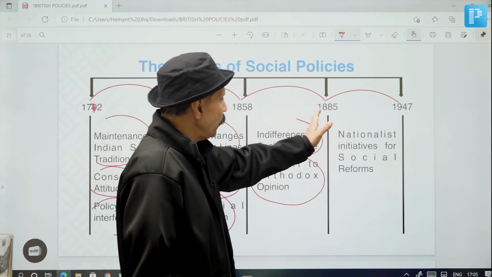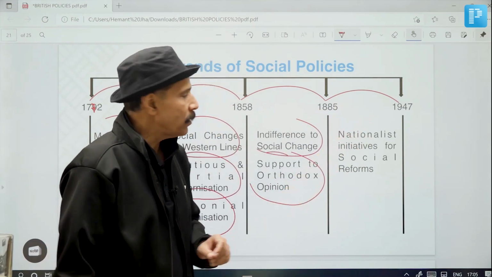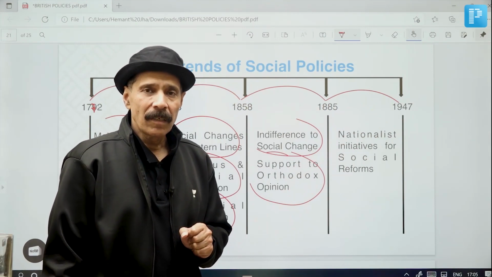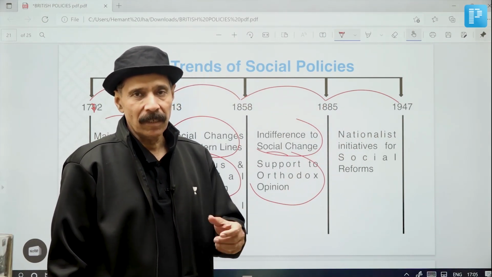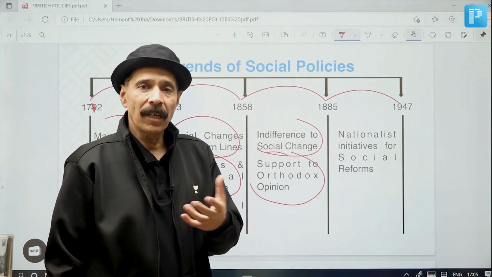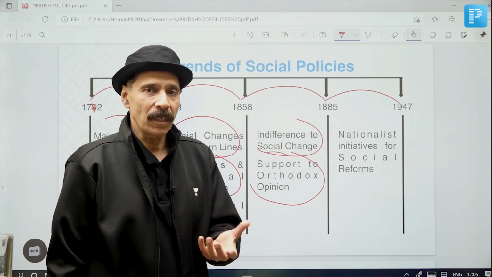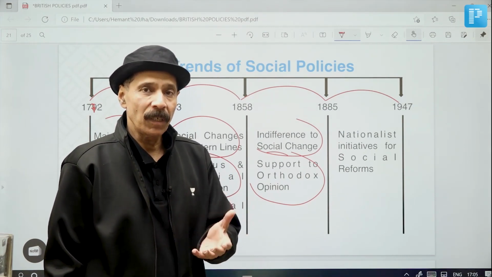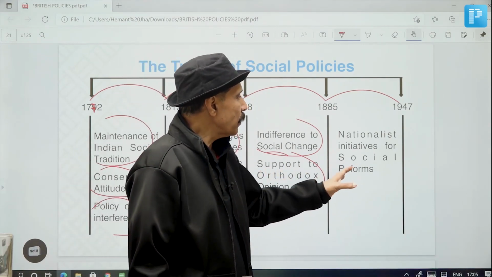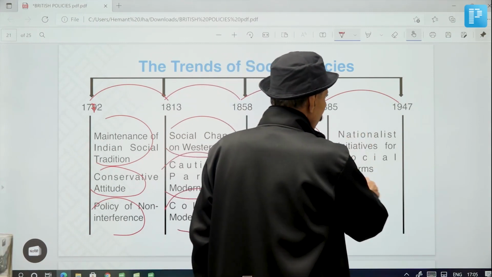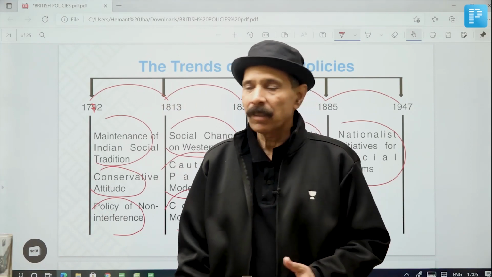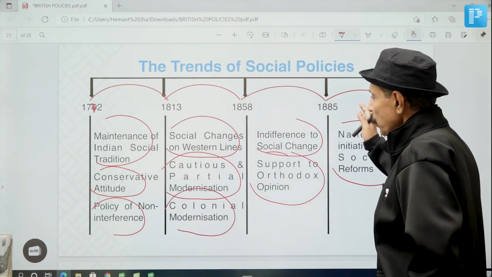And in the last phase, 1885 onwards till 1947, this is the phase of Indian National Movement. Indian National Congress was founded, nationalistic leaders emerged, and they were progressive. And Indian National Movement was just not a political movement, it had socio-economic dimensions as well. So social reforms took place under nationalist initiatives during this phase. So this is all about the trends of social policies.